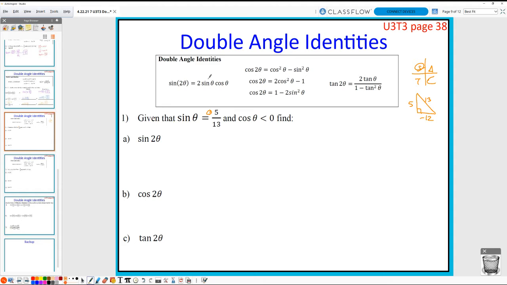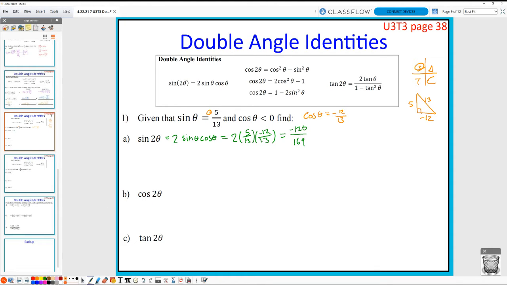So cosine 2 theta, I have 2. Actually, let me write down what cosine is. Cosine theta is going to be negative 12 over 13. So with that, I think it's going to be pretty simple here. I'm going to have 2 sine theta cosine theta, which I know my 2 values here. I have 5 over 13 multiplied by negative 12 over 13, which is 120 on the top, negative 120 over 169.